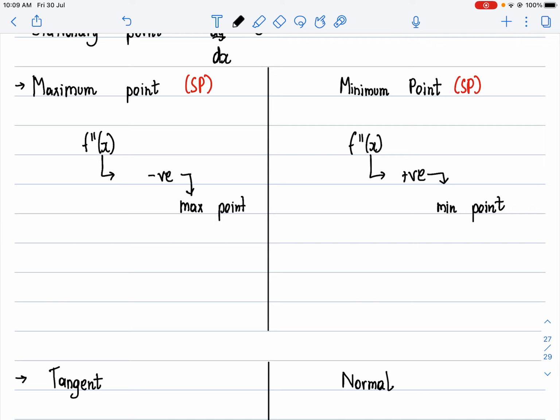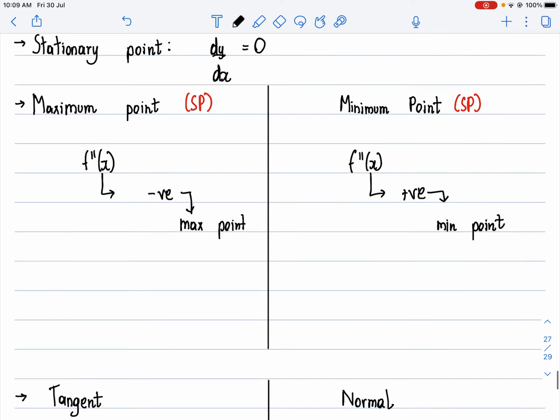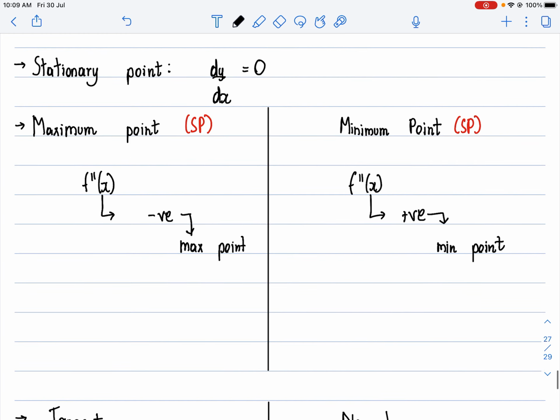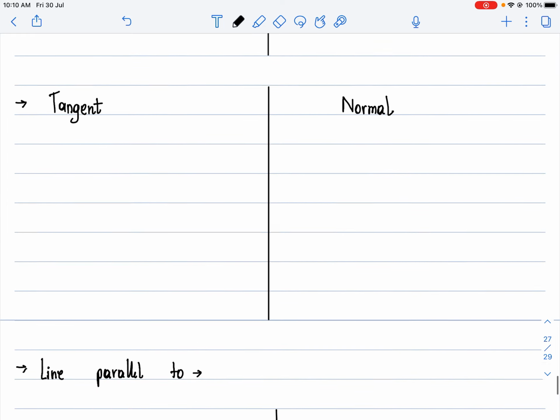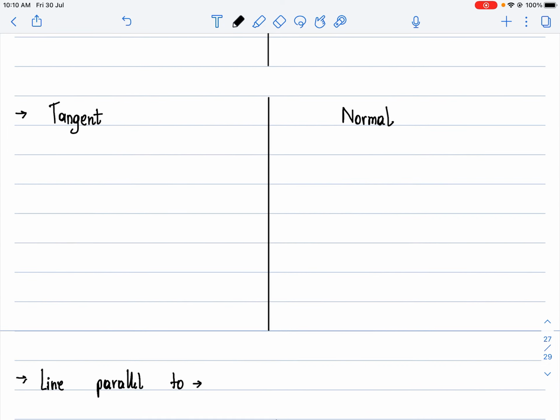We've done this in AS level also. So what you can basically do is, first you equate your dy by dx to 0, you get an x coordinate, then you calculate the double derivative. Basically you differentiate the dy by dx again, and then you substitute the value of x which you have obtained. If you get negative, then it's a maximum point. If you get a positive, then it's a minimum point. Correct? Simple. Now we can go to the concept of tangent and normal.